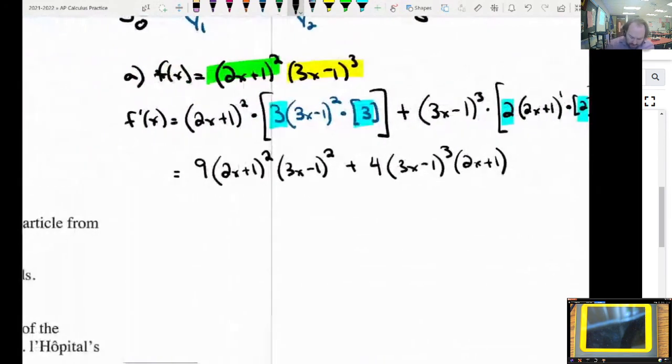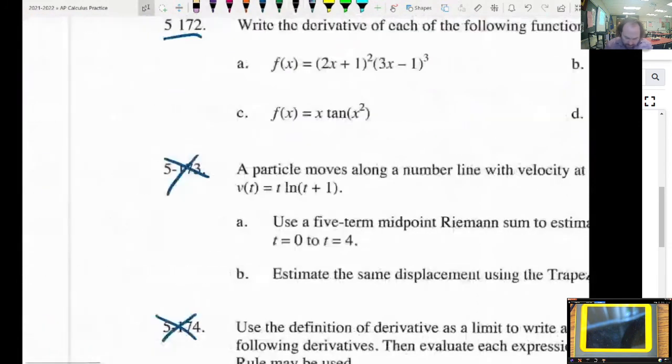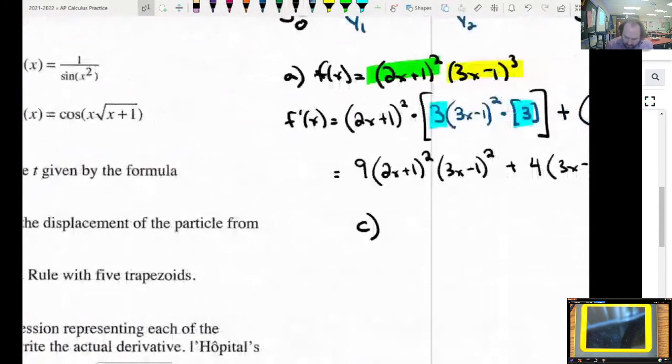Let's look at question C. Question C has f of x equals x times tangent of x squared.